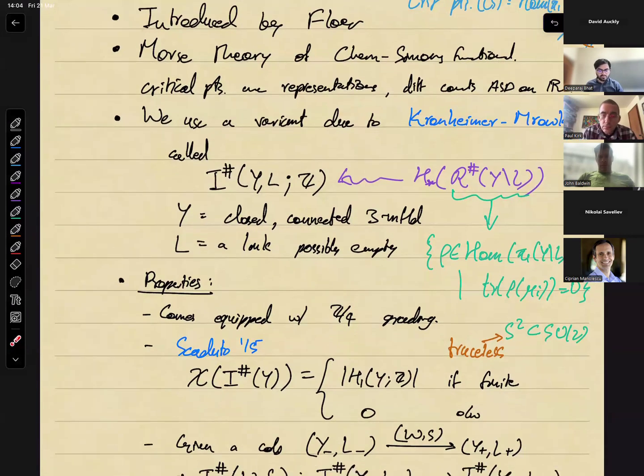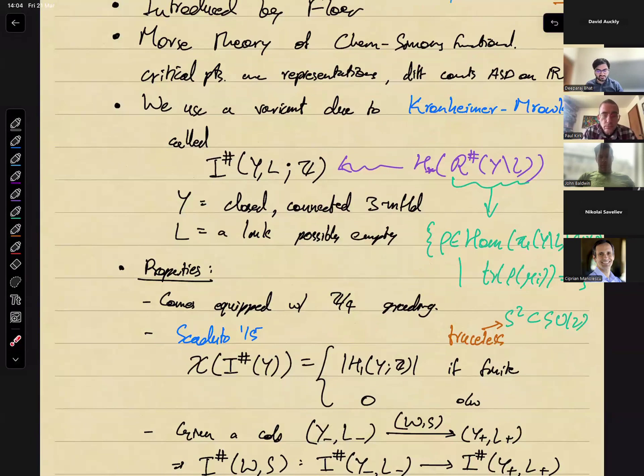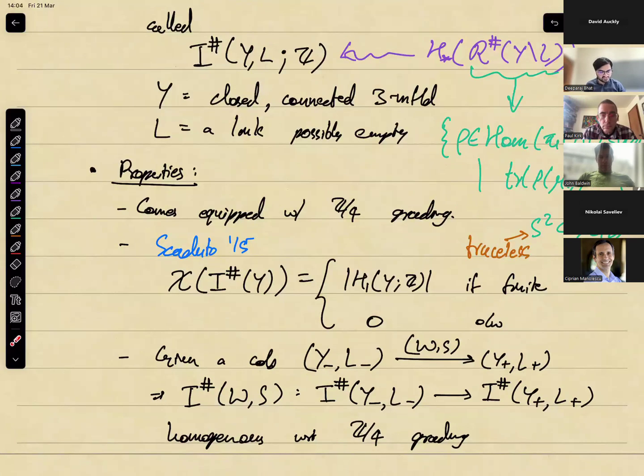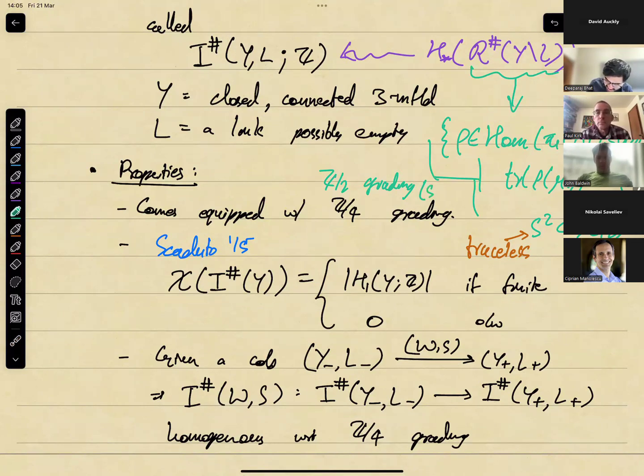Okay. And I want to just go over some properties of this briefly. So it comes equipped with a Z mod 4 grading. This Z mod 4 becomes a Z mod 2 grading for SO3, for the case of SO3 bundles. I'll come to that in a moment, but really what you should think of is SU2 homomorphisms with certain additional conditions that tell you what SO3 representations you're looking at. And in that case, you'd drop down to Z mod 2.